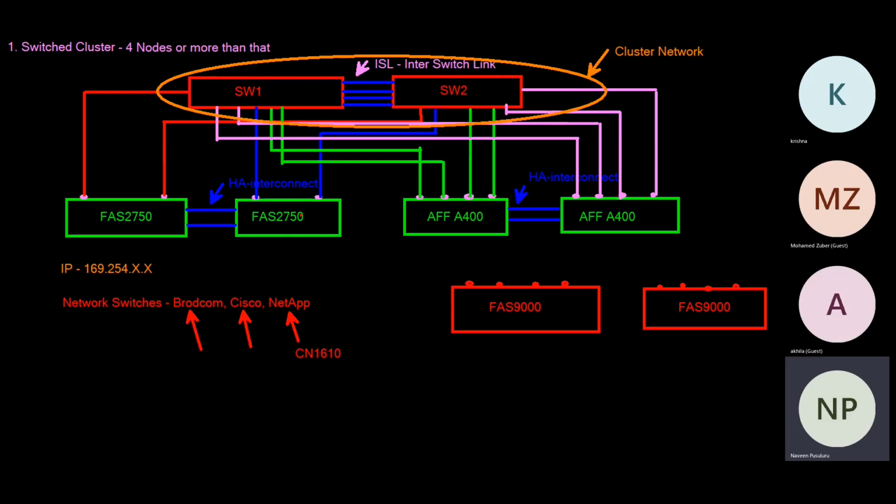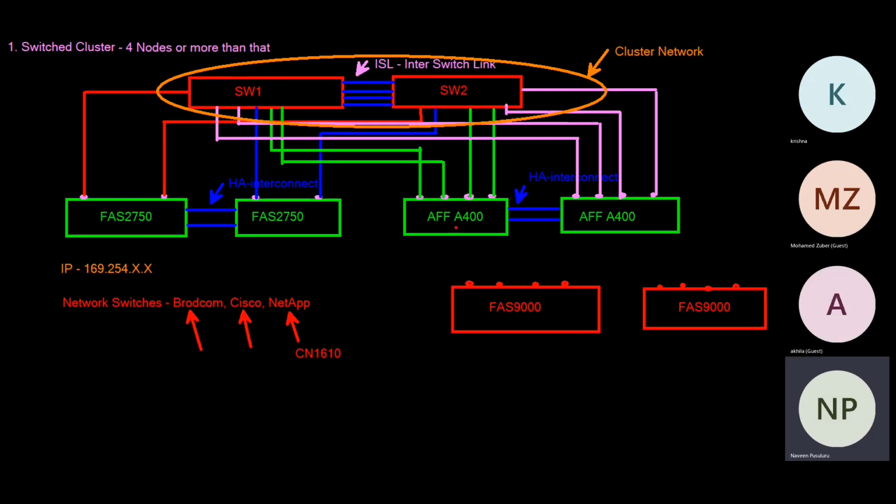For example, my node 1 has to have communication with the remaining 3 nodes. Same thing with node 2. Node 2 has to talk to node 1, node 3, and node 4. Node 3 also should have communication with node 1, node 2, node 4. Node 4 also should have communication with 1, 2, 3.